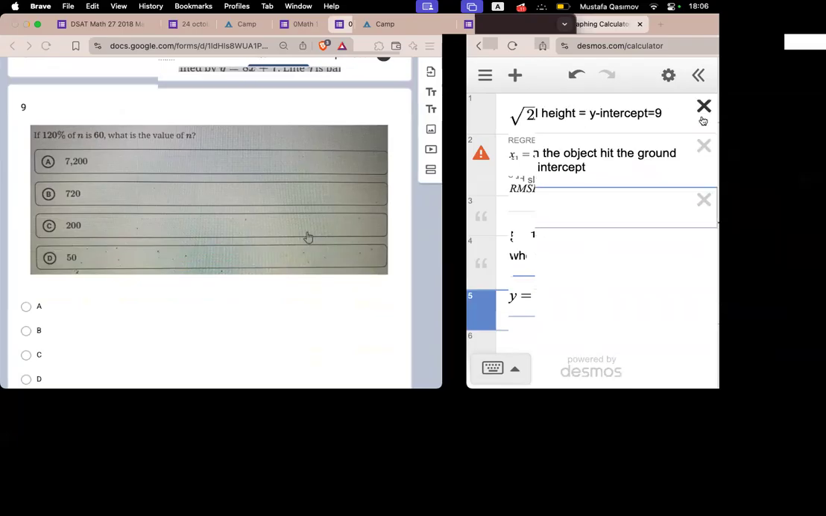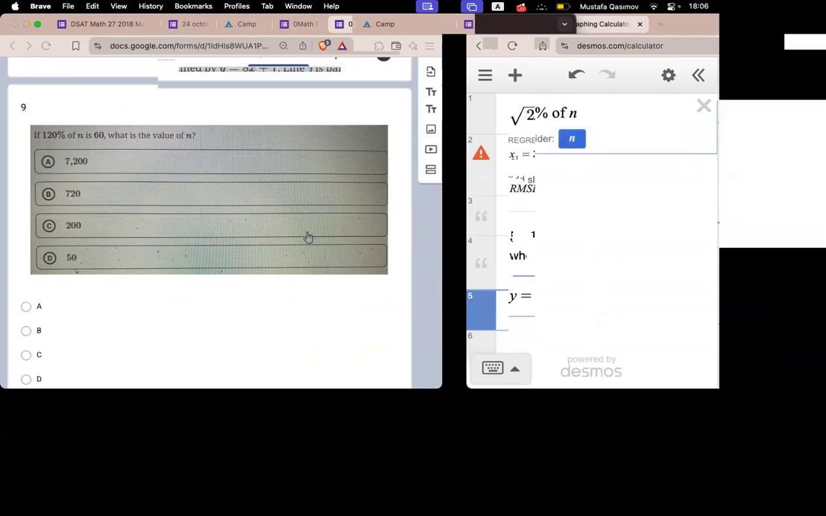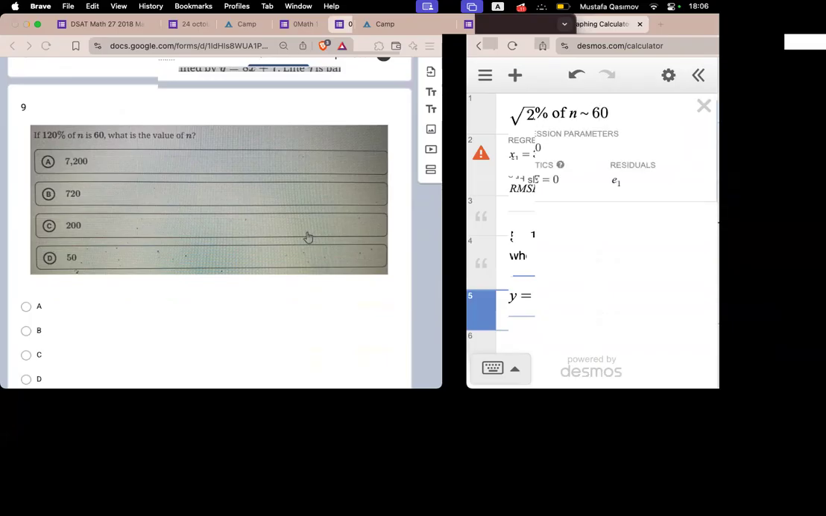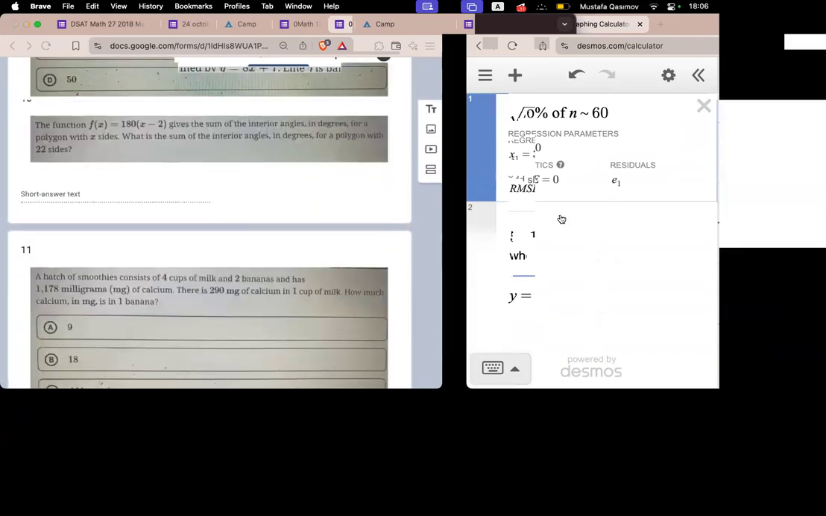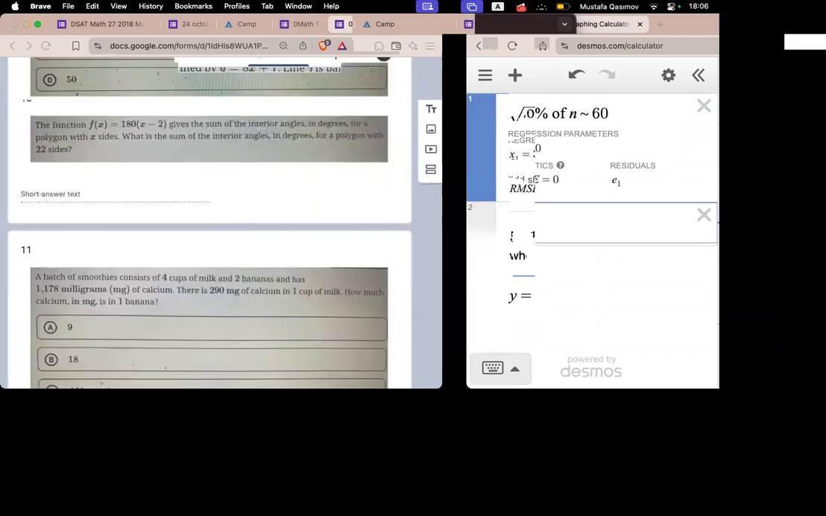120% of n is equal to 60. What is the value of n? 120% of n is equal to 60, so n is equal to 50. D. You have to just write 22 instead of x. Then you will get like that, and the answer is 3600.